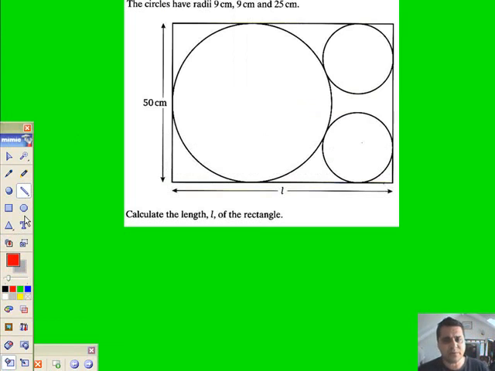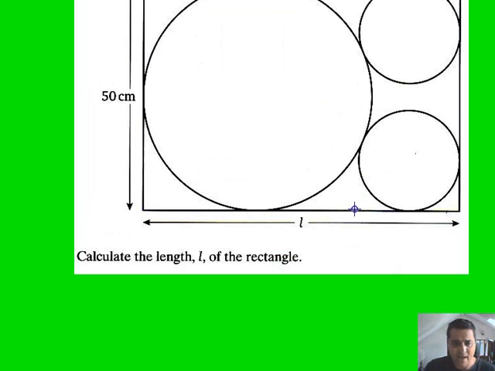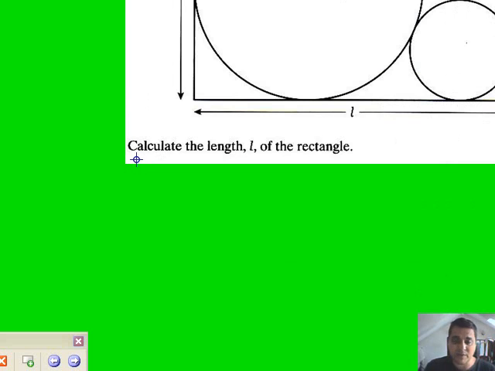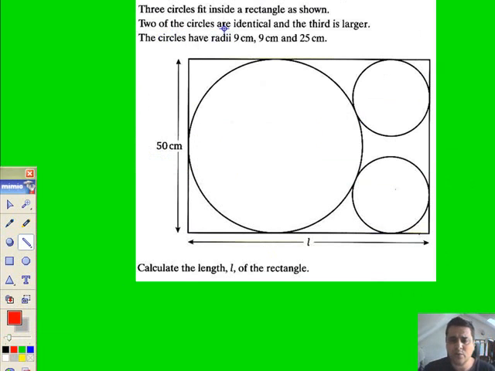Now 3 circles fit inside a rectangle as shown. That's 50 across there, and that's a mystery length, and ultimately the punchline is work out L, the length of the rectangle. Now I've got 2 circles which are identical, within the rectangle, and I've got a third larger one. The circles have radii 9, 9, 25.